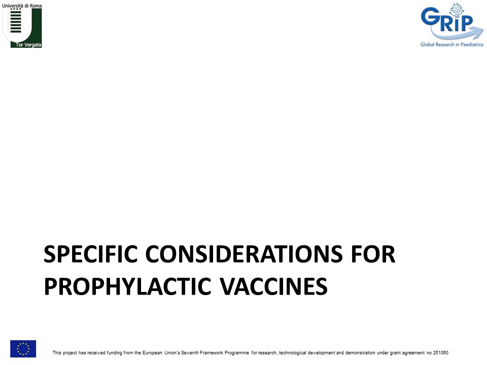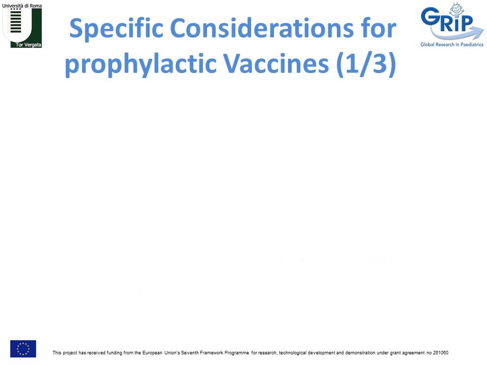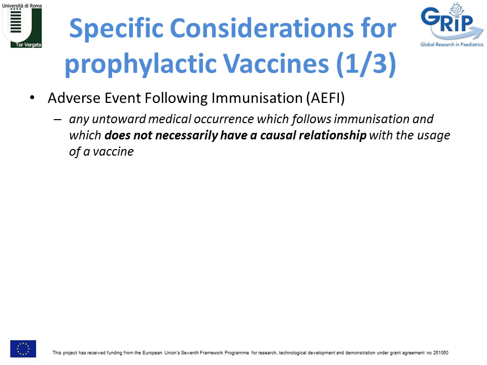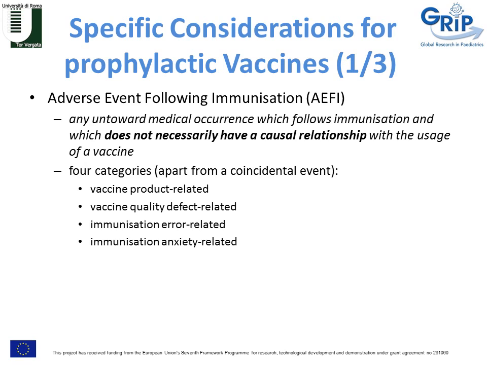There are some points to consider regarding the Risk Management Plan for prophylactic vaccines. Two terms are relevant to vaccines. One is the adverse event following immunization, AEFI, which is defined as any untoward medical occurrence which follows immunization and which does not necessarily have a causal association with the use of a vaccine. And we have 4 categories apart from the coincidental event.